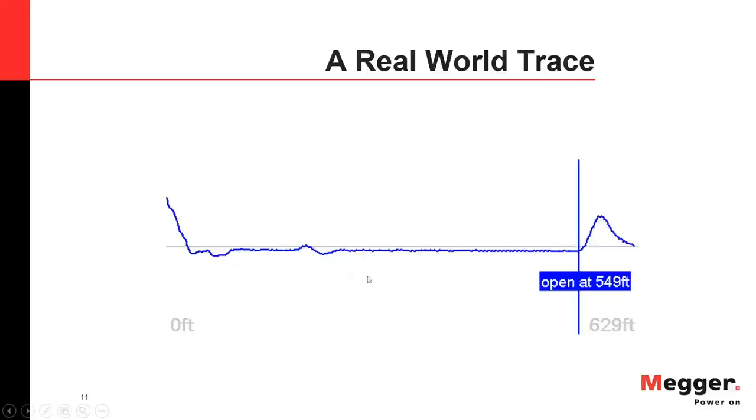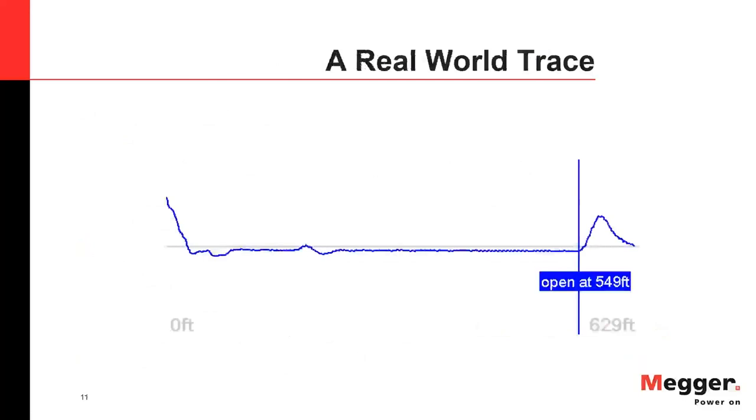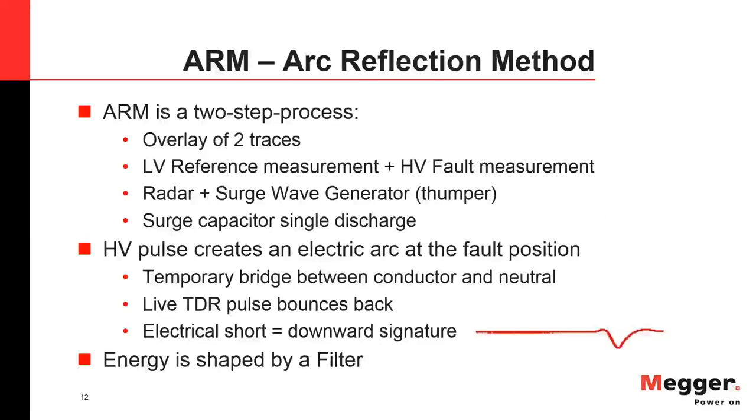So now the ARC reflection method is a two-step process, and you pretty much are overlaying two traces. You use this trace that you just saw, which is your reference trace. Because the TDR can identify very high impedance situations like opens and very low impedance situations, but it's blind, as I said, for the high resistance faults. This also has to do with the fact that the TDR is a pure low voltage measurement, 35 volts or something. Some TDRs have more, 50 or up to 160. So that measurement is blind for high resistance faults.